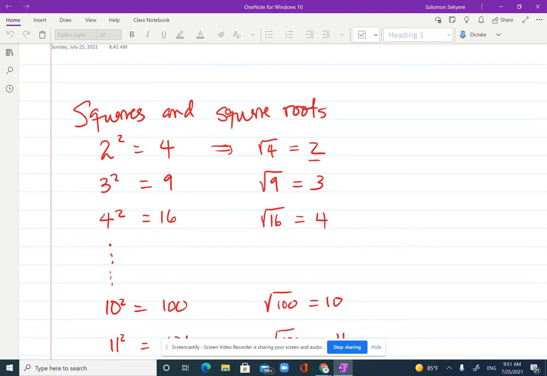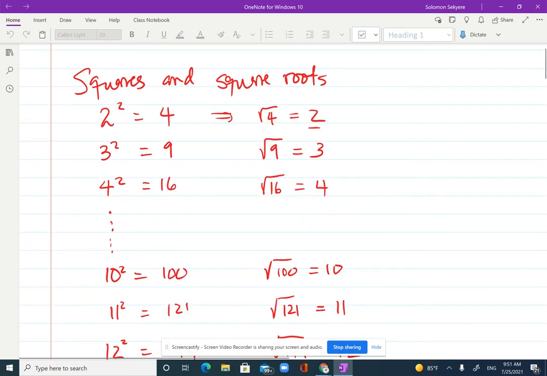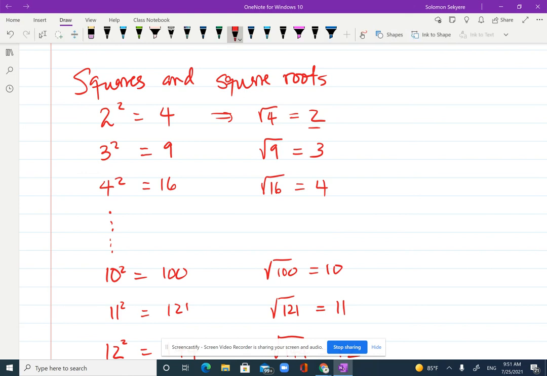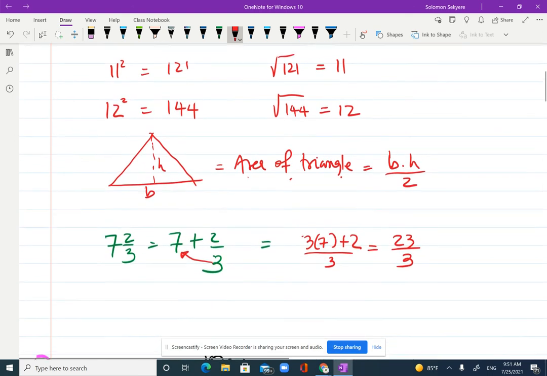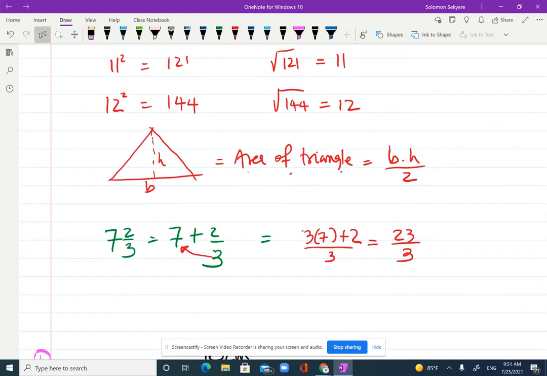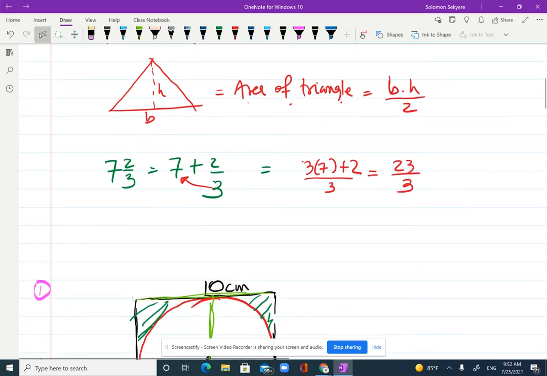Before we do, let's pay attention to these things over here. If I take a number and square it, 2 squared equals 4, that means the square root of 4 will be 2. Same thing, if I have, let's say, 12 squared equals 144, that means the square root of 144 equals 12. Also, if I have a triangle with height h and base b, then the area of a triangle is base times height divided by 2.